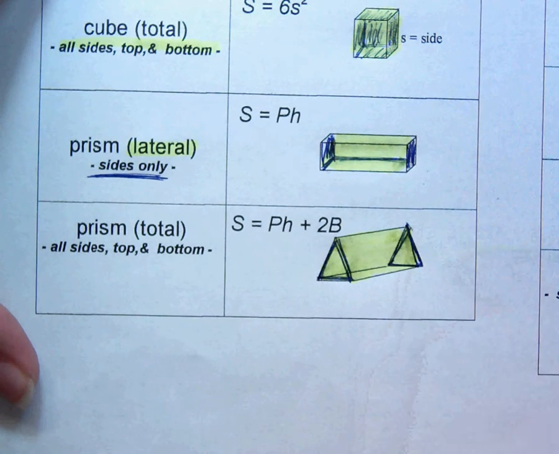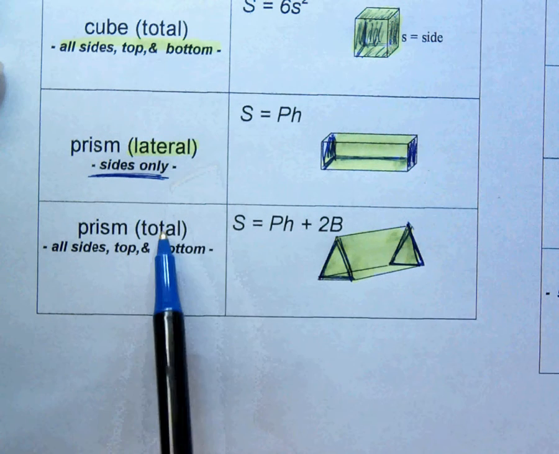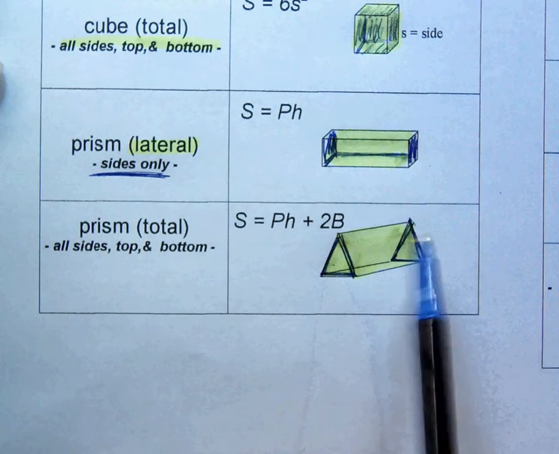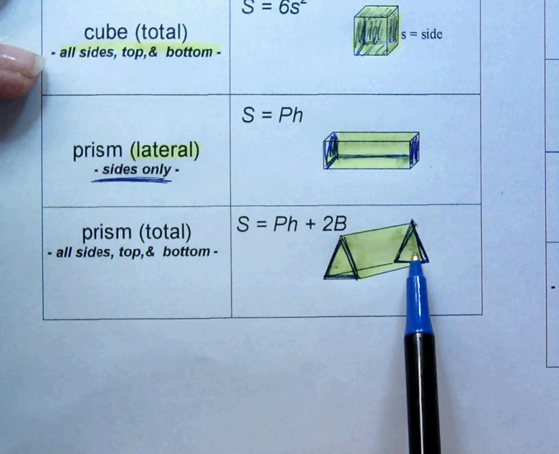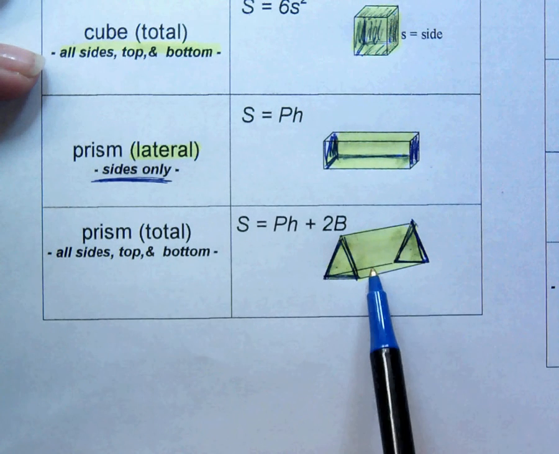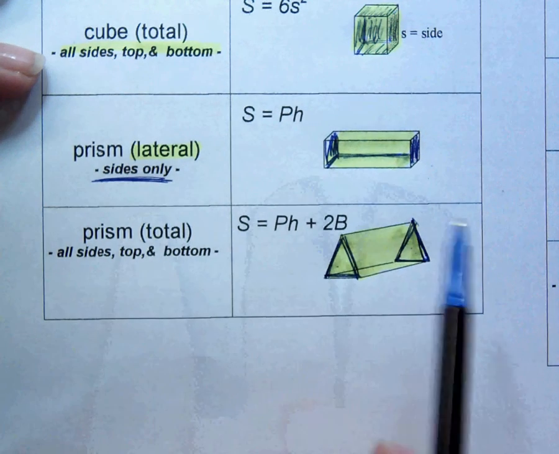I went ahead and colored in the bases because in this case it's total. I'm going to go ahead and add all of them. So I'm going to add the area of this triangle plus the area of that triangle, which happen to be the same because they're the same bases, same shape, same size. Then add the area of the bottom rectangle, side rectangle, the back rectangle. That would be my total surface area.